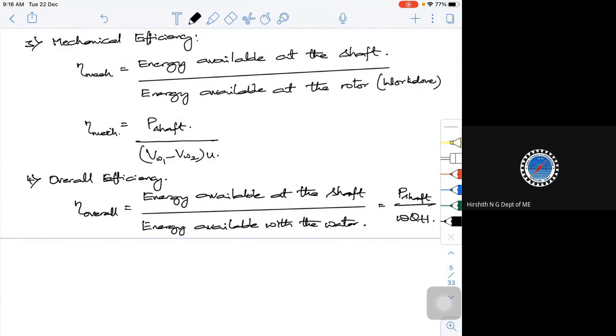Most of the books write overall efficiency as the product of all your efficiencies: the hydraulic efficiency, the volumetric efficiency, and the mechanical efficiency. So if I multiply all the efficiencies, I'll get it. Or theoretically, by definition, overall efficiency is the energy available at the end, that goes to the generator or is available at the shaft, to the energy that is supplied to the fluid.